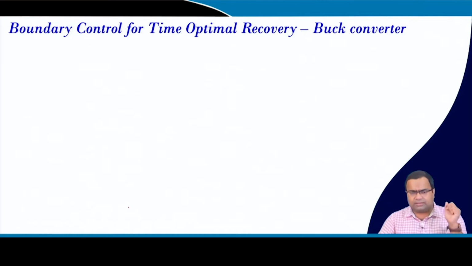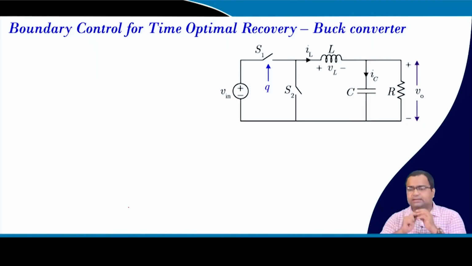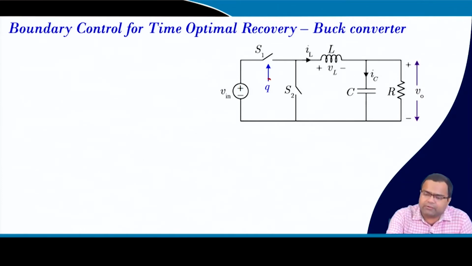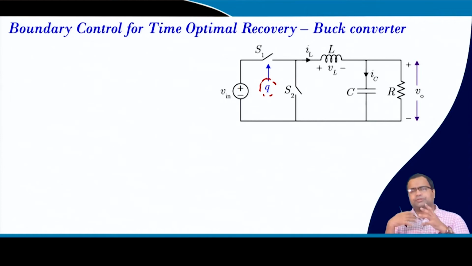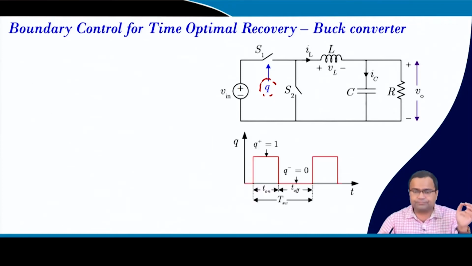So we will start with the boundary control for time optimal recovery. What is that? Let us consider a buck converter. Here Q is the gate signal, which is a controllable gate signal. Again we are assuming an ideal one, but you can always consider the dead time and practical parasitics, which we have discussed earlier. Here we are trying to build the concept fast.